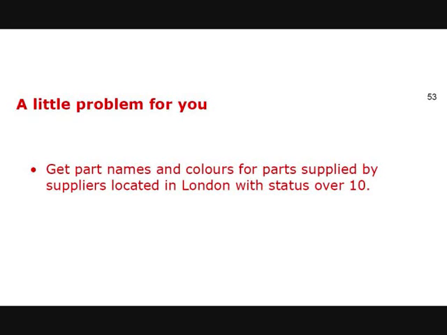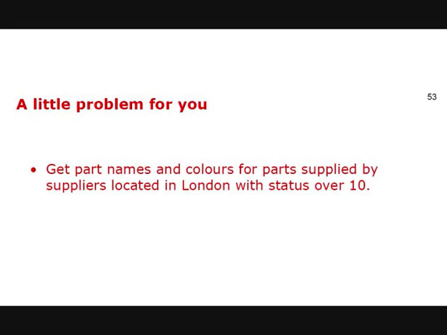So we have: get part names and colors from parts supplied by suppliers located in London with the status over 10. So if we want to do this in relational algebra, what do we need to do? Can anybody suggest any operations that we have? We need part names and colors, which are in the parts table, for parts supplied by suppliers located in London, where they are located is in the supplier table, with the status over 10. So how do we write that query?